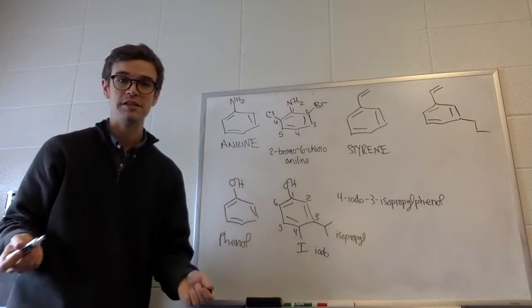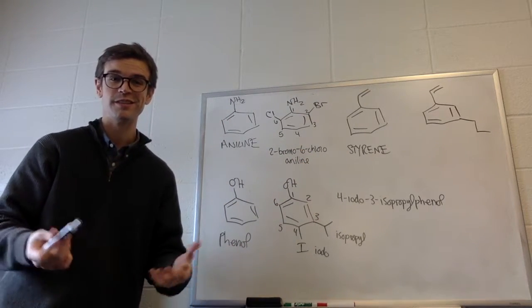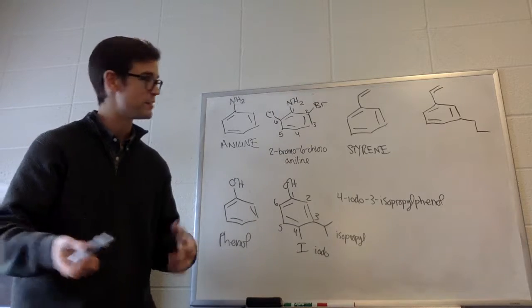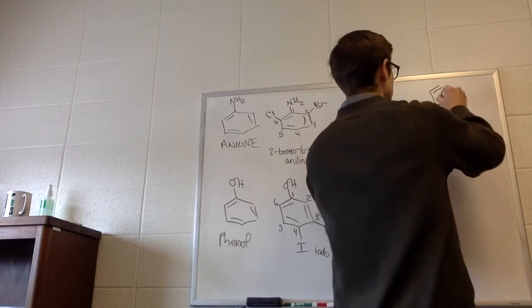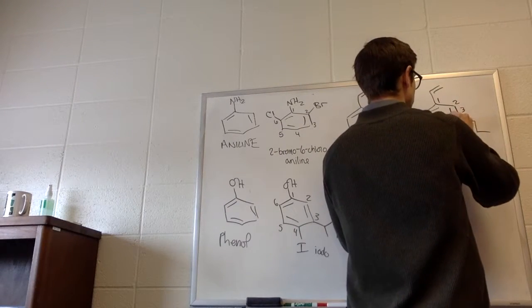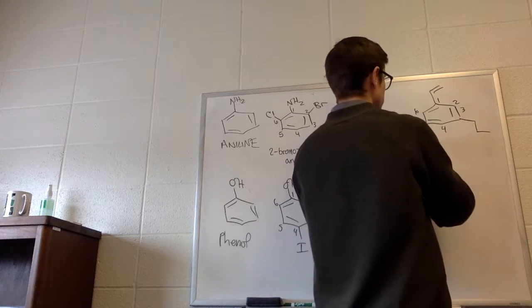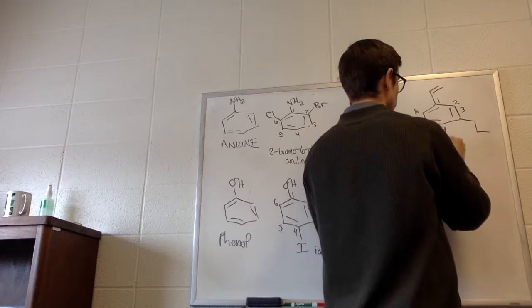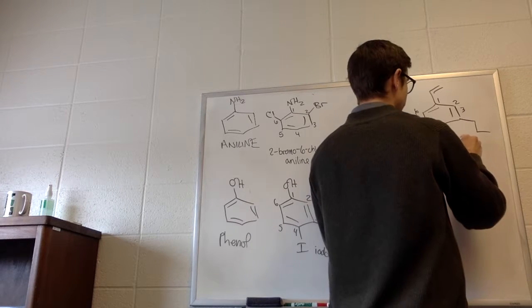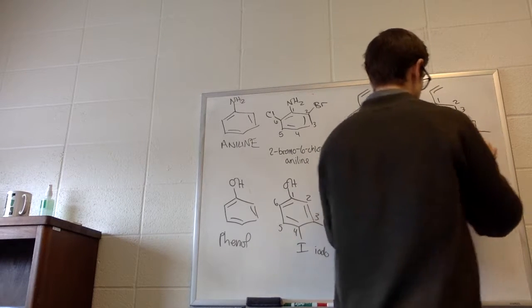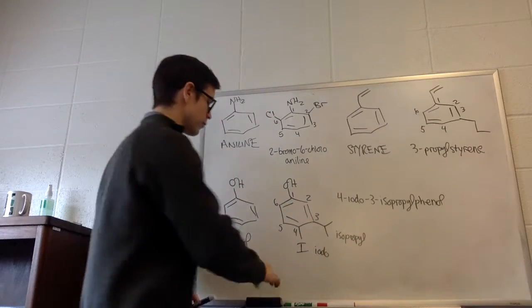Nice thing about benzene rings, there are no stereocenters, so you don't have to do any R and S with this stuff. What about styrene here? You just have a propyl group in that third position, so this would be 3-propylstyrene. So pretty straightforward.